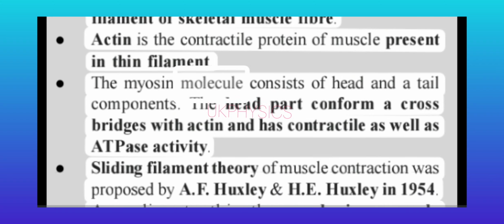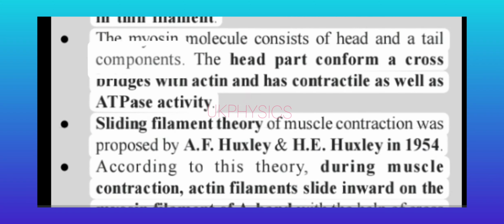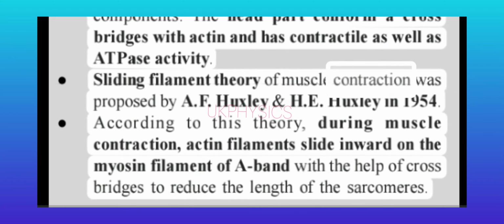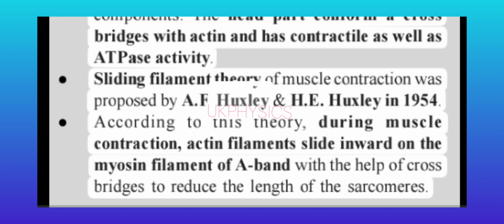The myosin molecule consists of a head and a tail component. The head part can form cross bridges with actin and has contractile as well as ATPase activity. Sliding filament theory of muscle contraction was proposed by A.F. Huxley and H.E. Huxley in 1954. According to this theory, during muscle contraction, actin filaments slide inward on the myosin filament of the A band with the help of cross bridges to reduce the length of the sarcomeres.